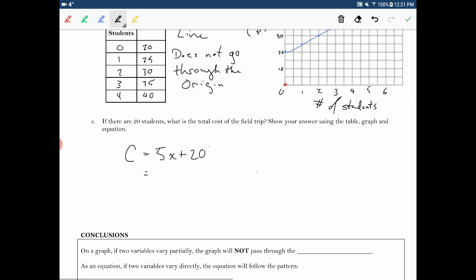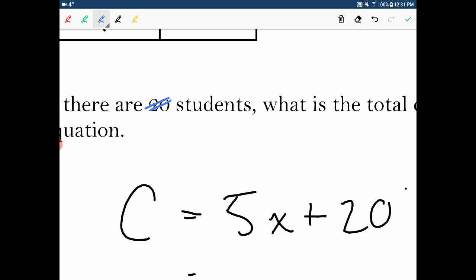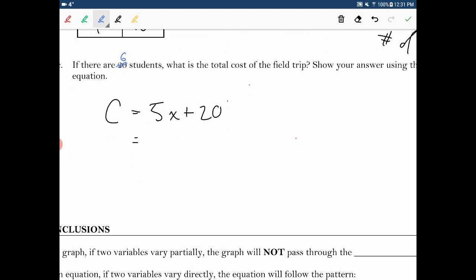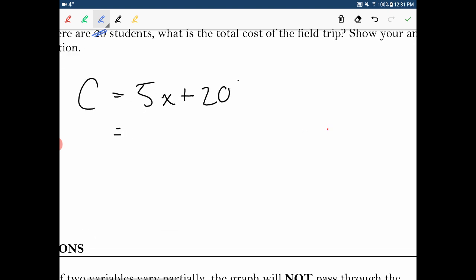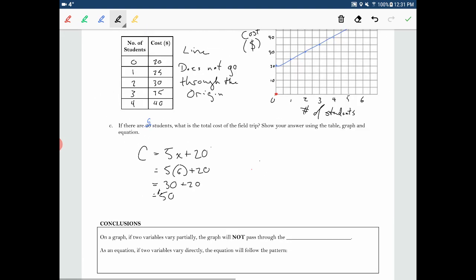You know what I'm going to do? Because I want to actually show you what we're doing here, I'm going to cheat. You're not allowed doing this on a test. You're not allowed changing the question on a test. But I'm going to change the question so that I can actually do this. I'm going to do it with the equation, and then we're going to show it with the graph and the table values. So I'm just going to say 5 times 6 plus 20. So 5 times 6 is 30 plus 20, and we get $50. So it'll cost $50. Okay?